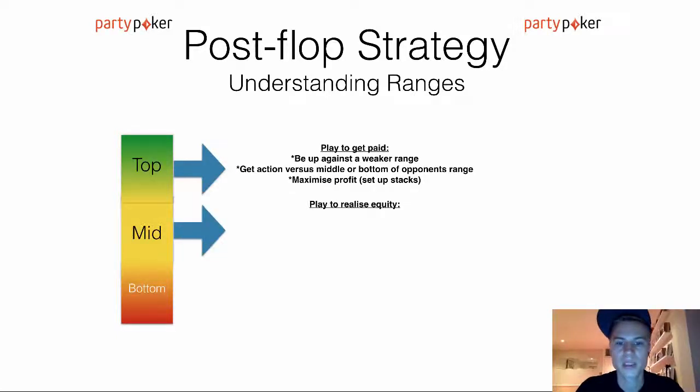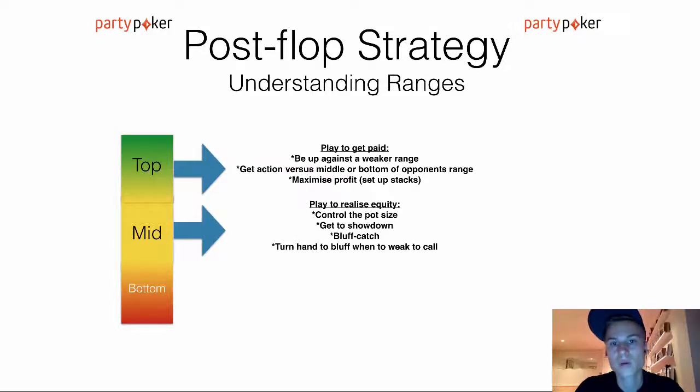When you play the middle part of your range, the main goal is to try and realize the equity of your hands. You do this by controlling the pot size, trying to get to showdown. You turn some of your hands into bluff catchers, or when they're too weak to bluff catch with, you can also turn them into a bluff, but there will also be cases where you just have to fold your hand, especially when you realize that you're up against the top of your opponent's range and you know that he doesn't have a lot of bluff combinations in his range.